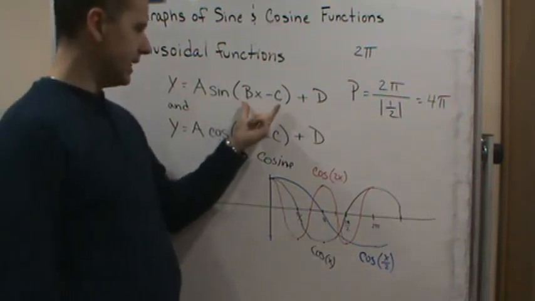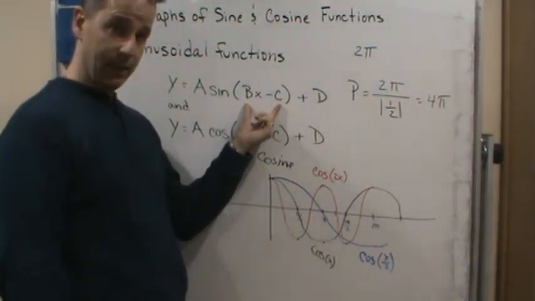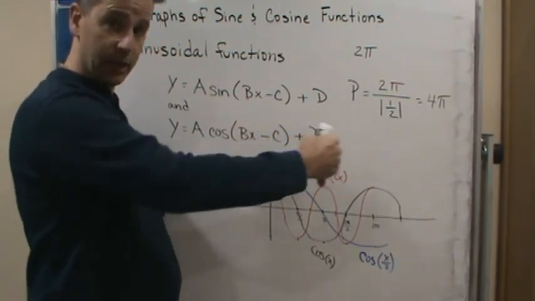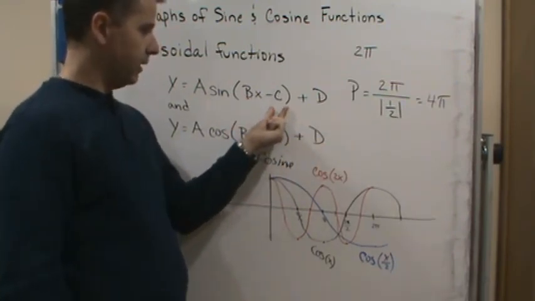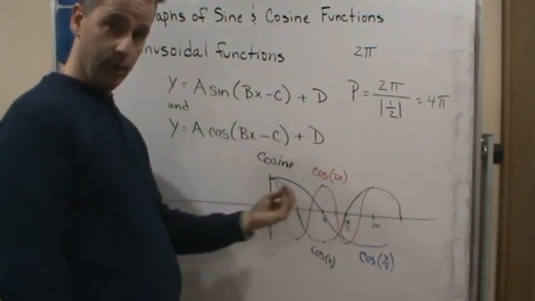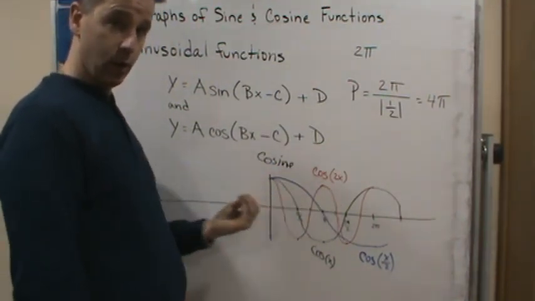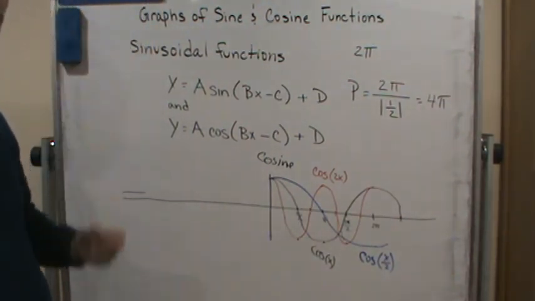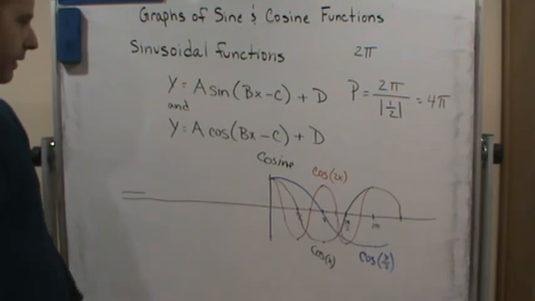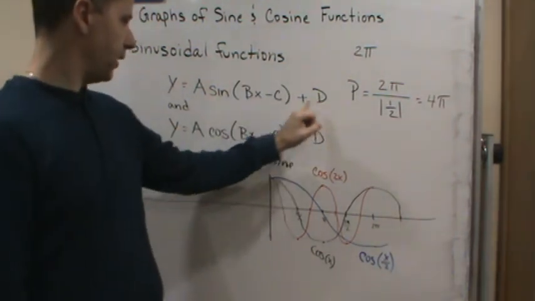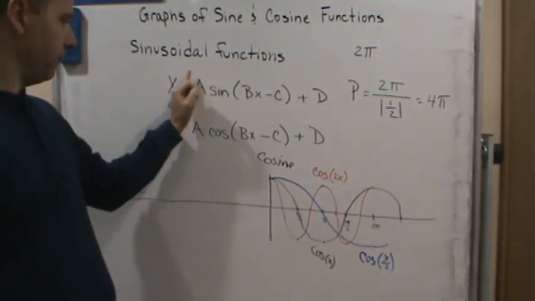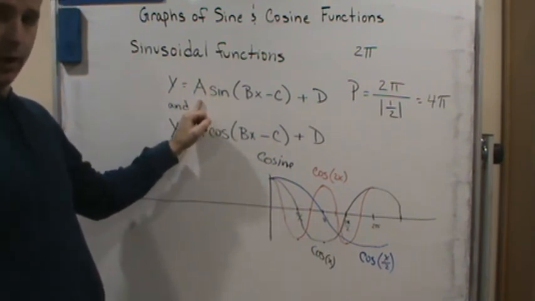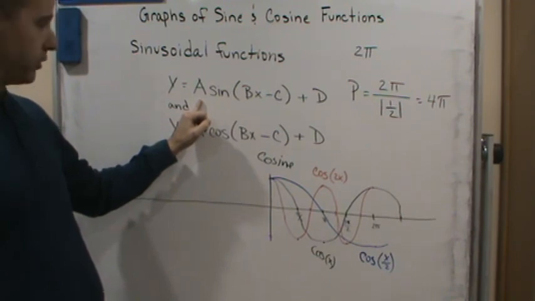Remember, whatever's inside the function affects the horizontal. So B affects the period. C just affects the shift, whether it shifts right or shifts left. So just don't forget what you know from transformations. And likewise, outside the function affects the vertical. So A affects what is a vertical compression or expansion or stretch.